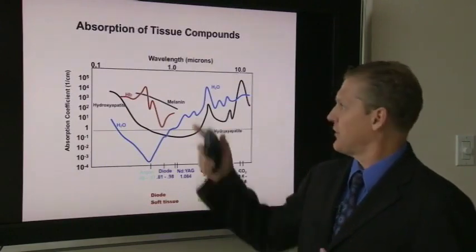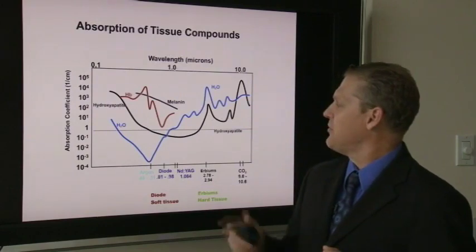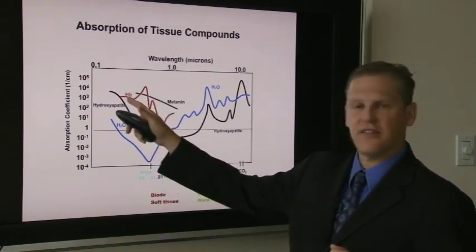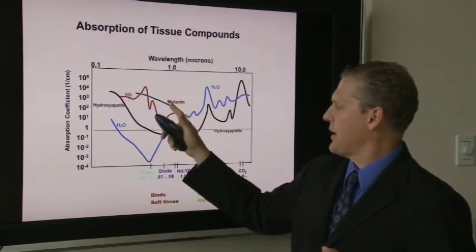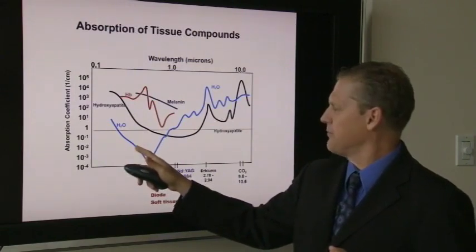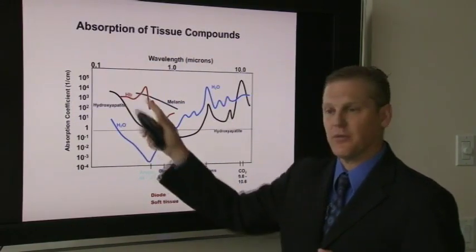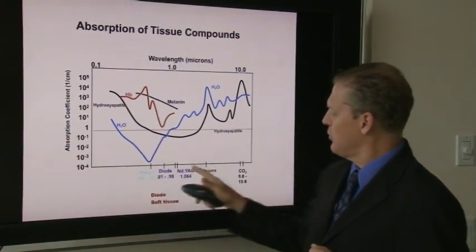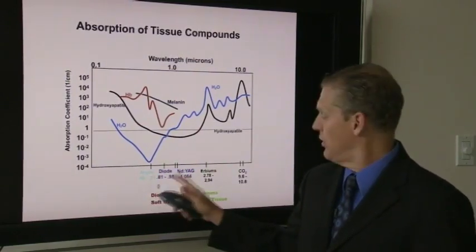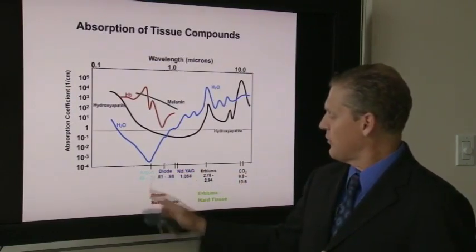What's really important when you look at this absorption curve and the different absorption of tissue components is to be able to look individually at the different lines. In this case, red is hemoglobin, black is melanin, this black is hydroxyapatite, and the blue is water. Within these different tissue compounds, you will find there are different absorptions. And if you look at the bottom, you can see the various wavelengths: argon, diode, Nd:YAG, erbiums, and finally the long wavelengths. The diodes are in this region here.